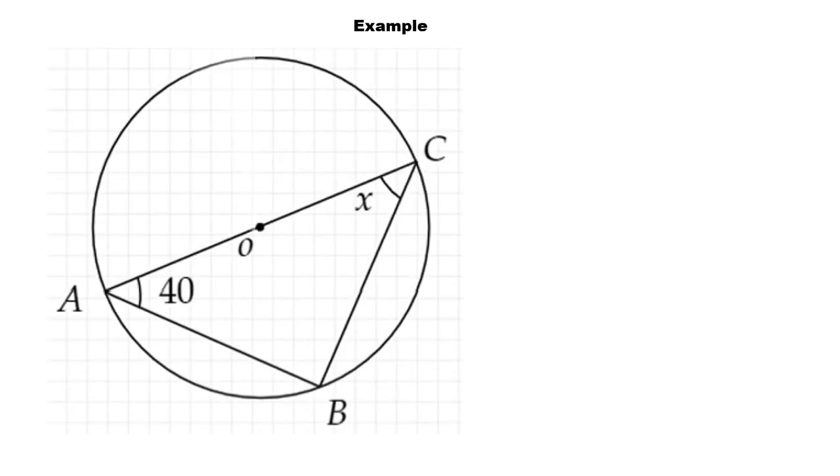We are given a triangle ABC, which is in a semicircle. One of those angles is 40 degrees, and we are required to find angle x.